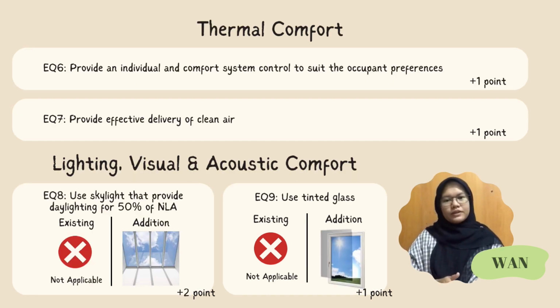In terms of thermal comfort, this building does have proper items that satisfy the occupants, such as the comfort system control. Next is lighting, visual and acoustic comfort. For the existing kindergarten, there are no items that are sustainable in terms of this element. So there is an addition of a skylight on the roof that will provide daylighting for more than 50% of net lettable area, and tinted glass is used to control the direct glare.